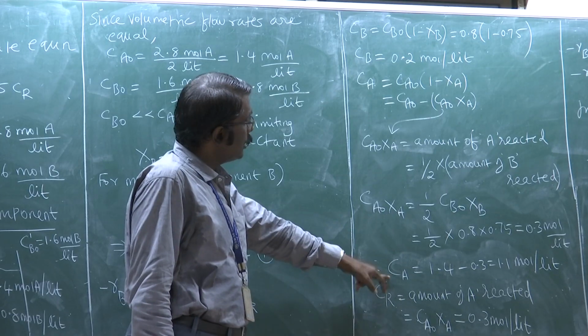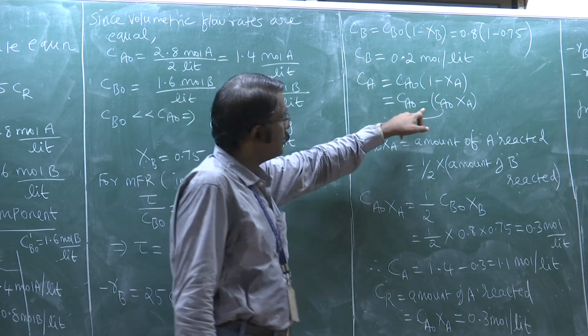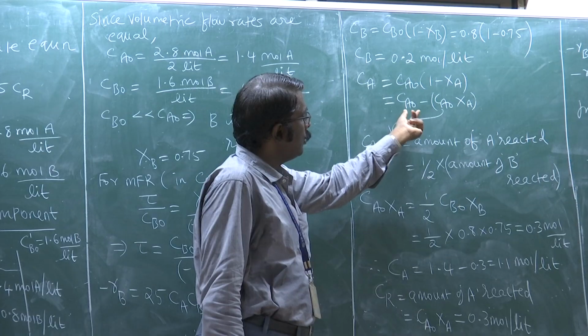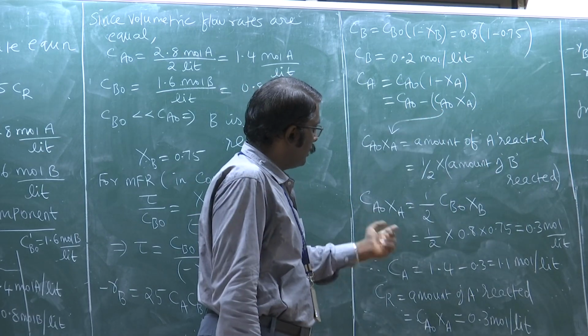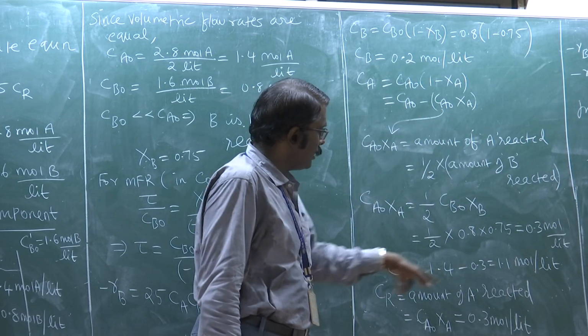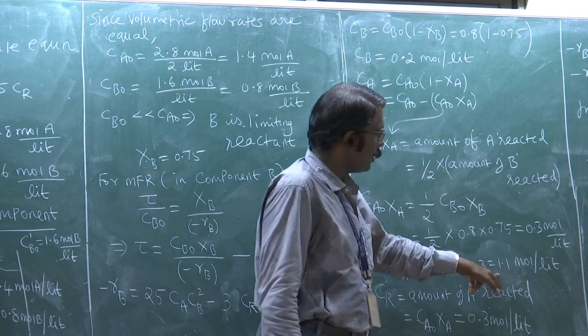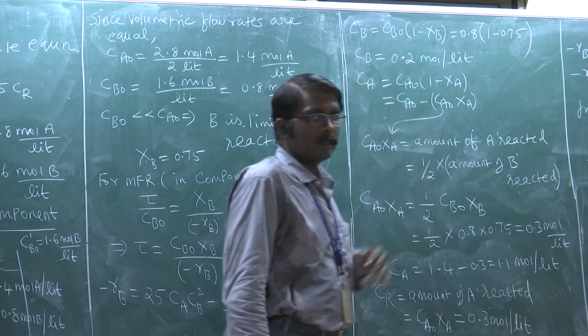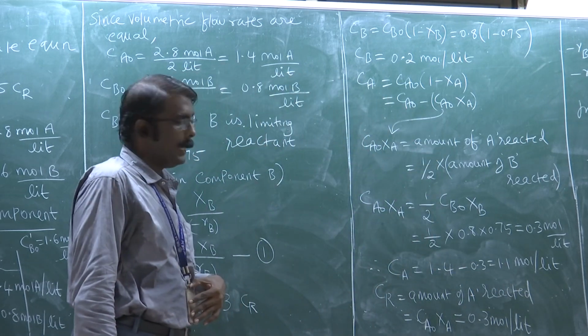Now CA is equal to CA0 minus CA0 XA. This value we just now got. Substituting it here and simplifying it, we get the value of CA. CA is equal to 1.1 mole per liter. That is the remaining concentration of component A.